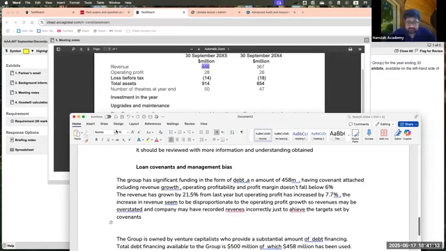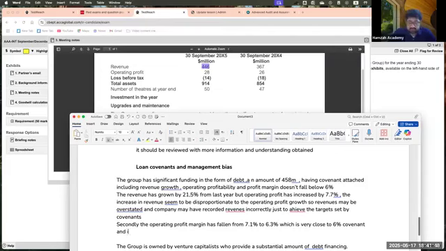Next. Secondly, the operating profit margin has fallen from 7.1% to 6.3%. We already calculated, which is very close to the 6% covenant. And if grant income of 2.5 million is reversed, it is already breached.